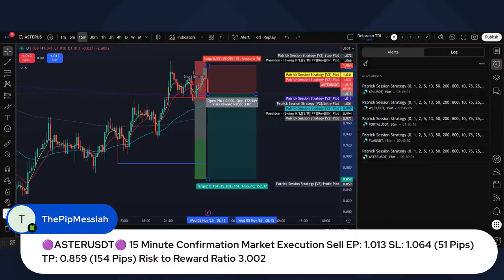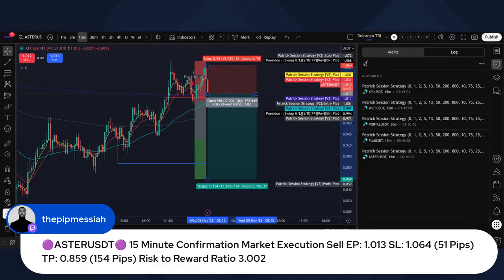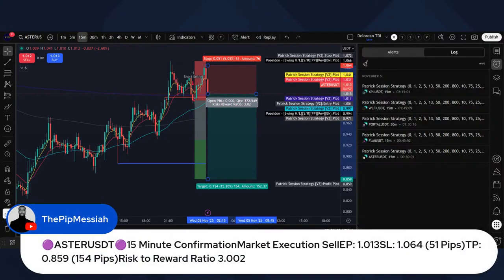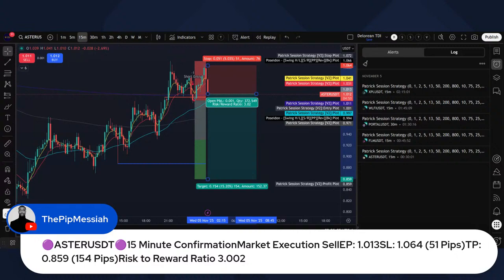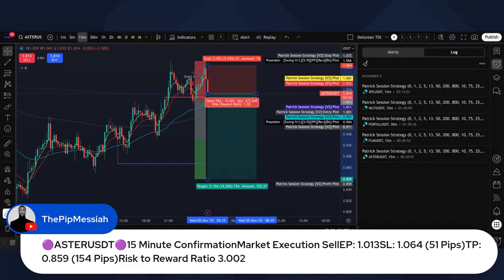Aster versus Tether, 15-minute sell. Entry price is 1.013. Stop loss is 1.064 for 51 pips. Take profit is 0.859 for 154 pips. Risk reward ratio of 3.02. Let me fix that in the signals chats.